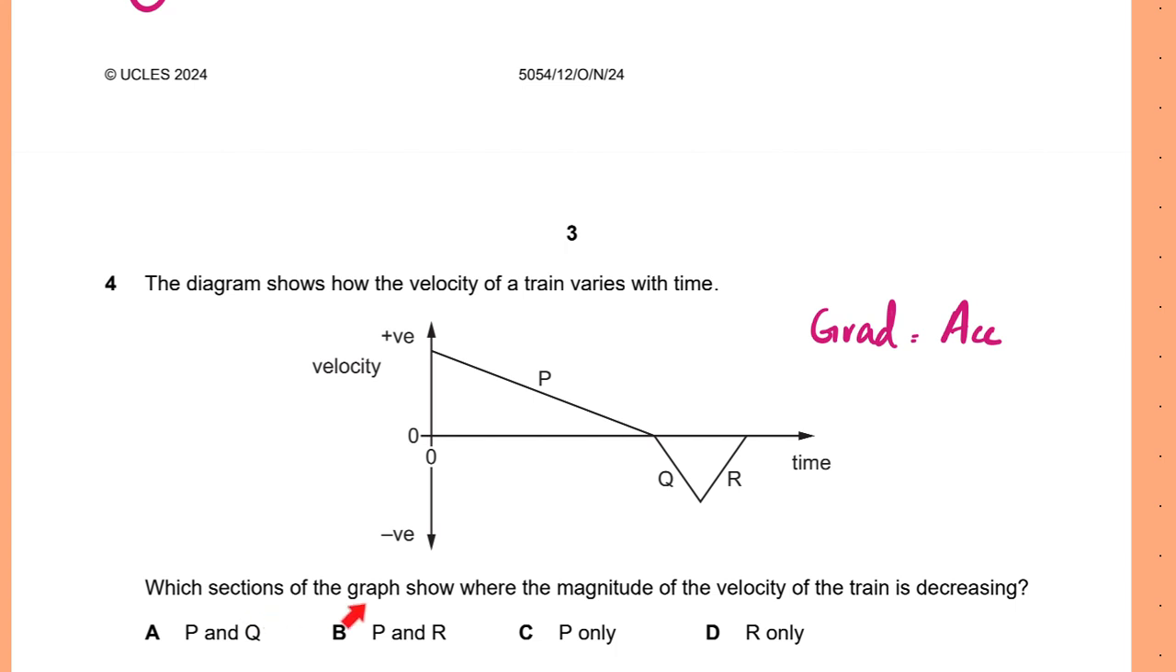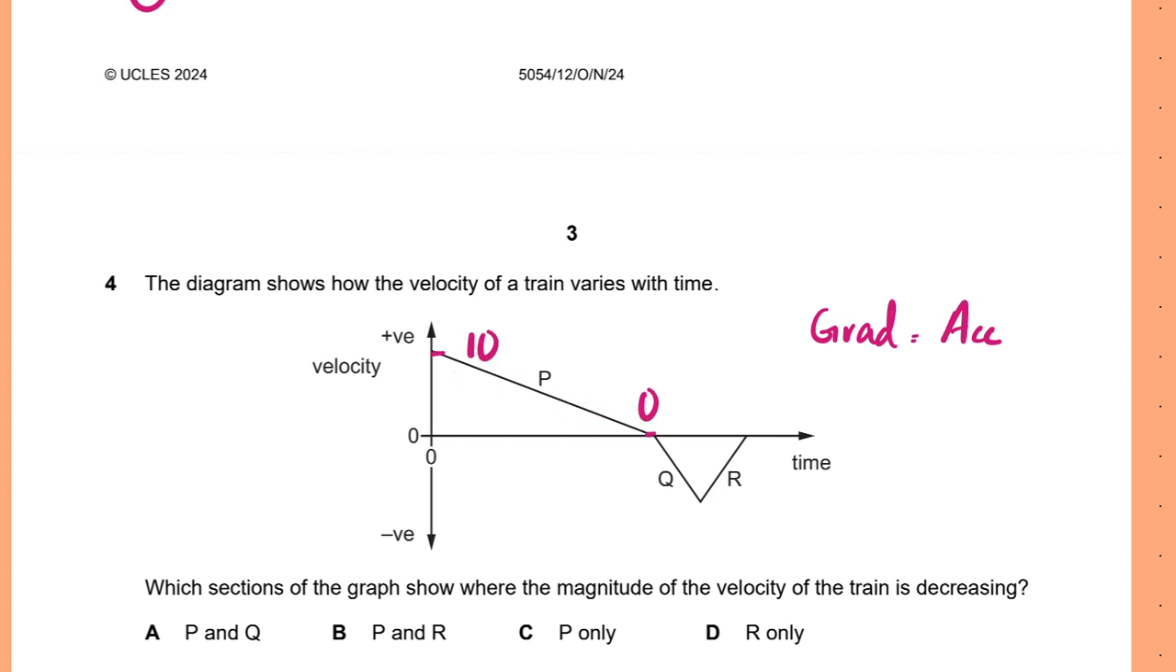So we need sections of the graph where the magnitude of the velocity of the train is decreasing. So if I look at this one, this was some high positive velocity, it's going towards a low positive velocity. So the magnitude is decreasing. Let's say that the value here was like 10 meters per second, and this is going towards 0. So we can see that the magnitude, the size, or the number associated with the velocity is decreasing.